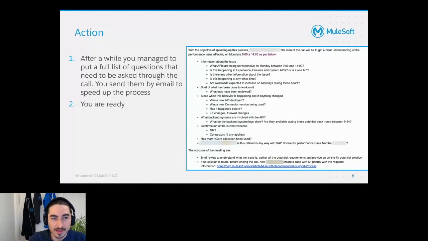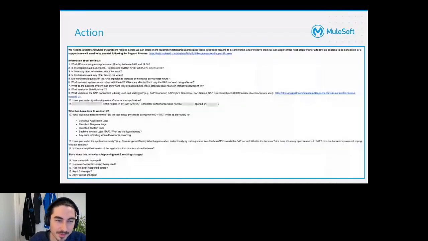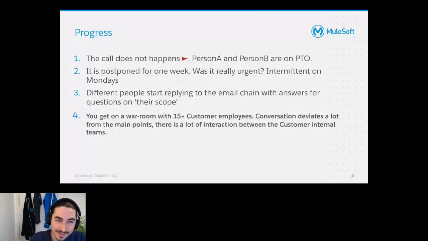So after you put the list of questions together, you're prepared to send the email, but before you do that, you extend it a little bit more. You create some sections. So first, you're thinking about what is the issue, then what has been done to work on the issue, and then what is the behavior or anything that has changed in the last 2 weeks. These are all questions that I put together and that I actually ran through with a customer on the call. But in progress, that call doesn't happen, and that's another red flag.